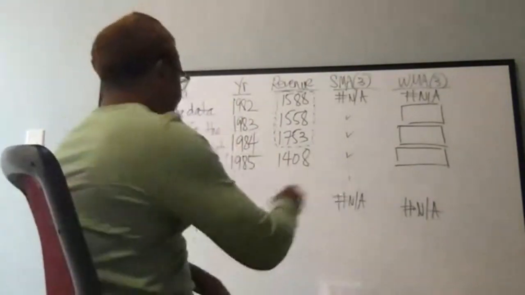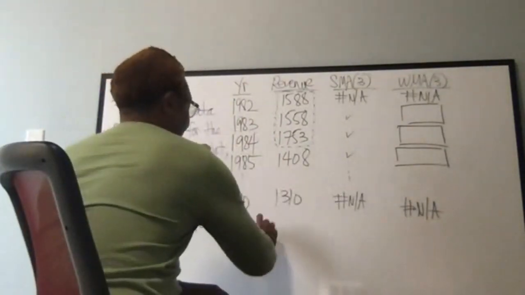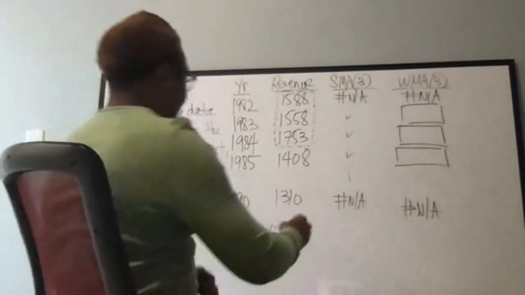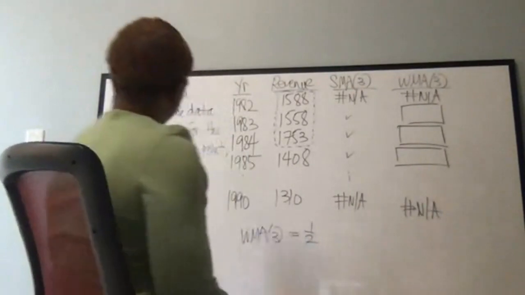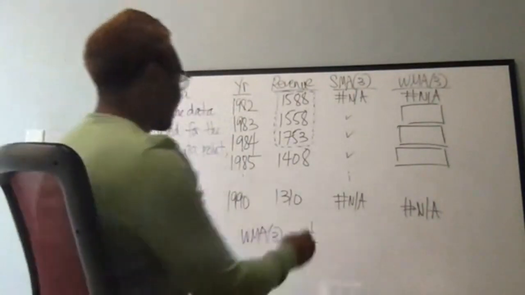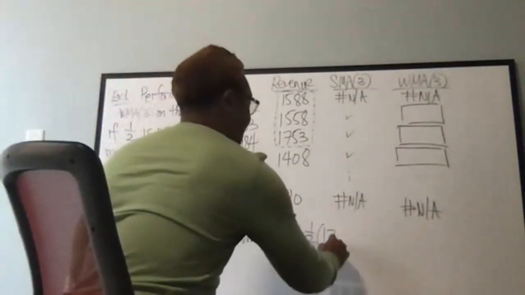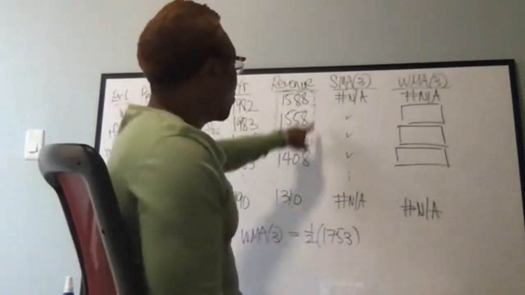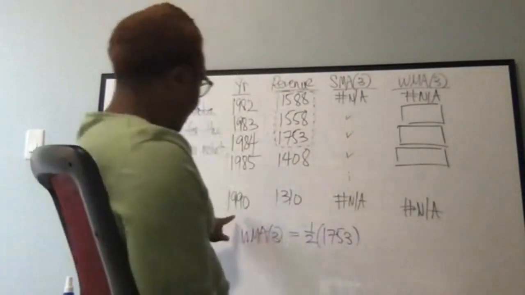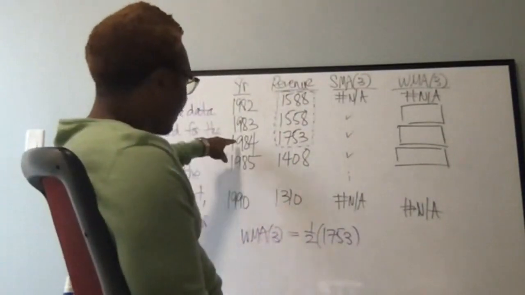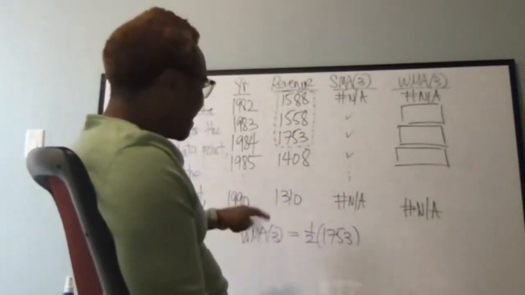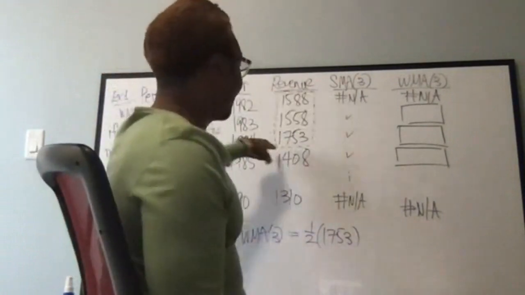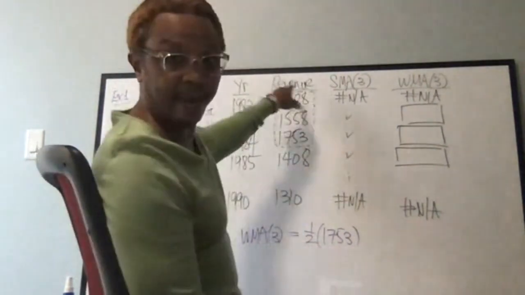So I'm going to have something like this. WMA 3, like for the first answer, we're going to say 1/2. See, 1/2 is used for the most recent, times 1753. That's the most recent in the window. Now, this 1990 is more recent than this right here, but I'm only making the decision in terms of what's more recent in the window that I'm looking at that particular time.